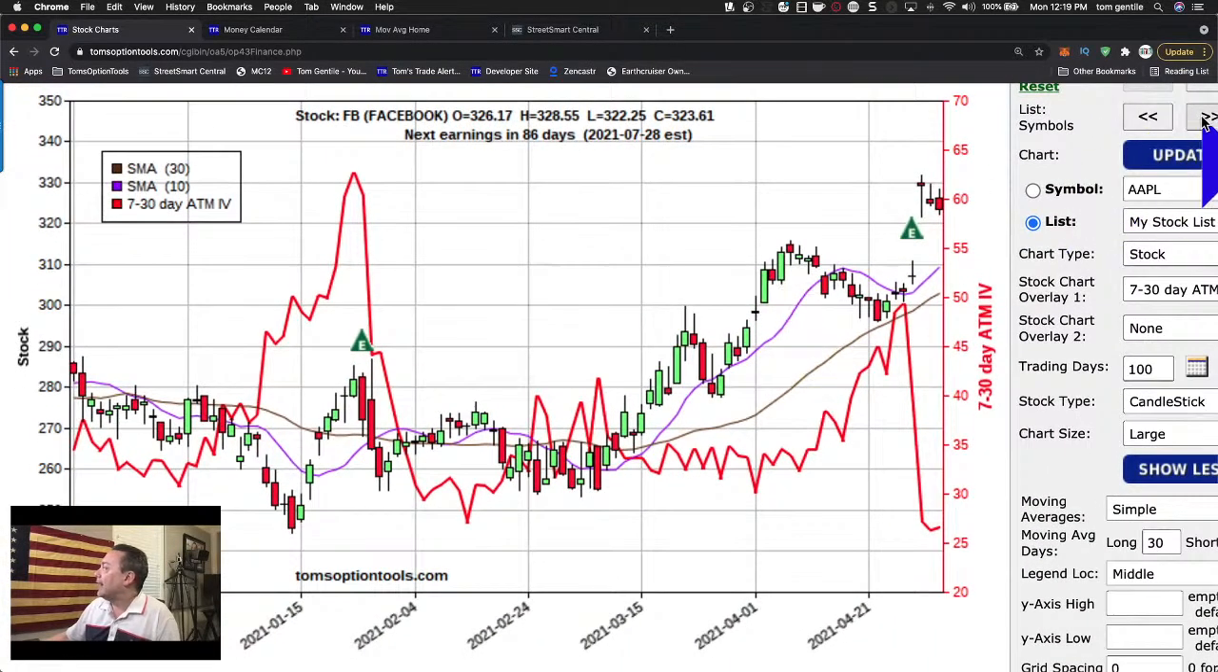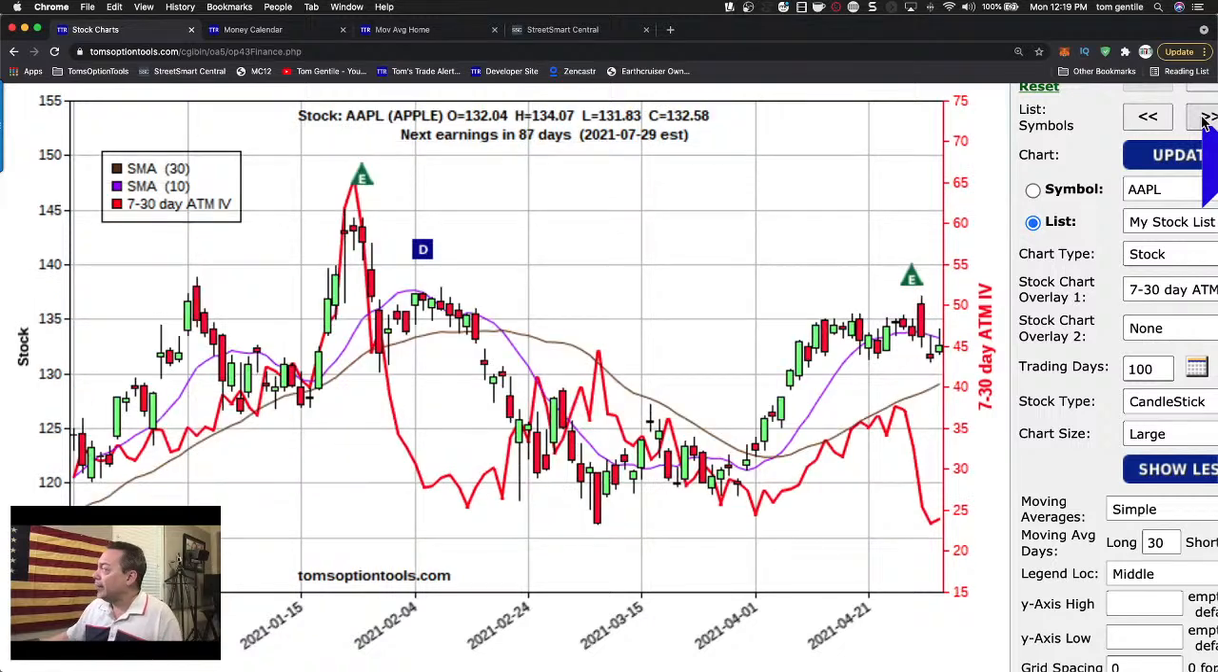Let's take a look at Apple. This is another one that I really, really wanted to sell some premium in here. Unfortunately, I priced my option trades higher than it would allow me to get into those. All right. So anyway, I'm looking at Apple. Apple had great earnings.